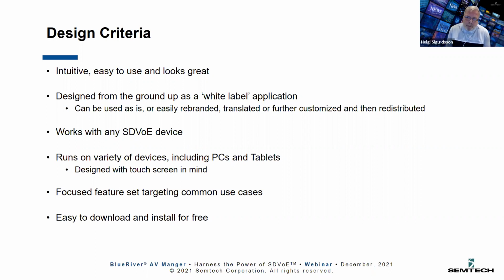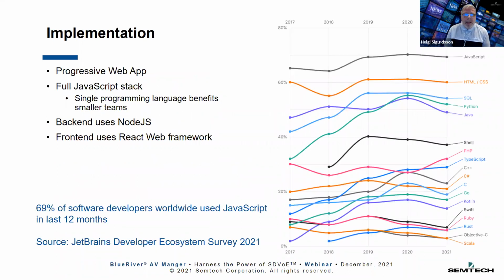And what for me was important is that it had to work on a large variety of devices. That includes desktop PCs, tablets, and Chromebooks. And because of that tablet and Chromebook aspect, it had to be designed with touch control in mind. Of course, a focused feature set, we cannot do everything. We wanted to keep it small in size, and of course, easy access and easy to install.